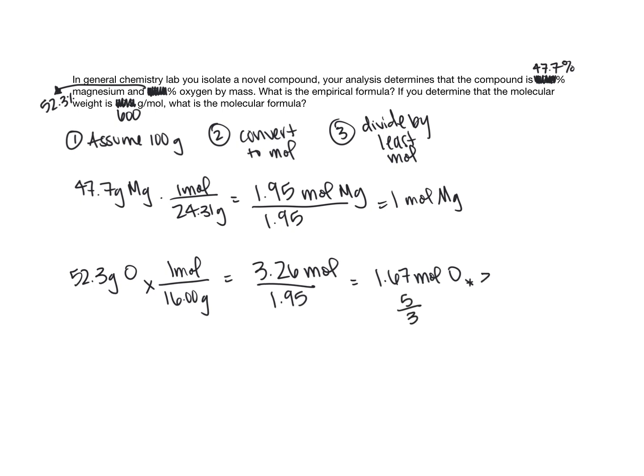So I'm going to multiply by 3 to where I get 3 magnesium and 5 oxygen. So the empirical formula is Mg3O5.